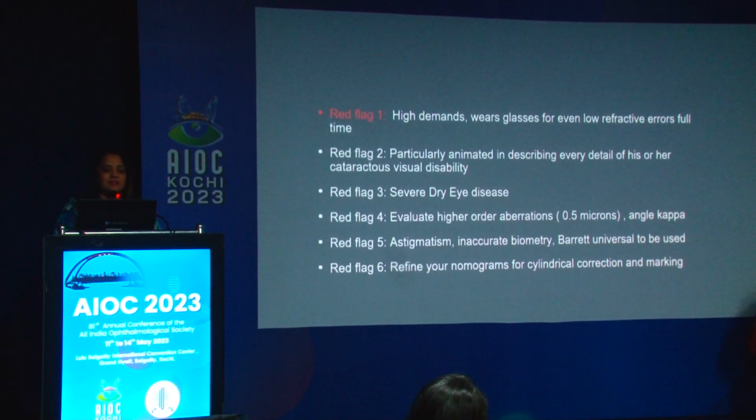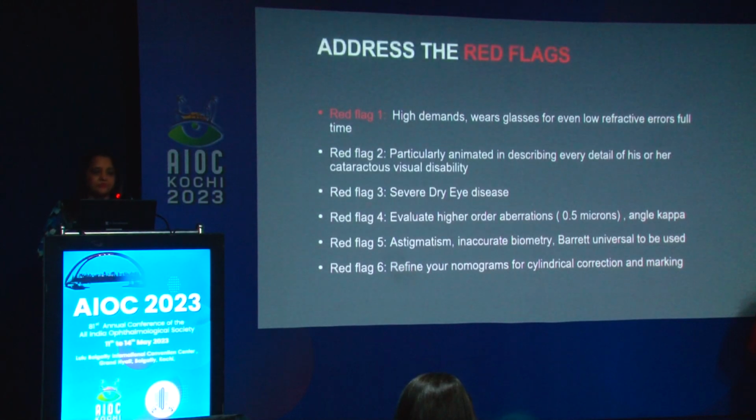Particularly animated in describing every detail of his or her cataract visual disability. The patient obviously with severe dry eyes, now that has become an important criterion to check before going ahead with a multifocal lens. Evaluate for any high order aberrations, angle kappa, astigmatism, inaccurate biometry. Barrett Universal has to be used for all patients that we go in for a multifocal. Refine your nomograms for cylindrical correction and markings.